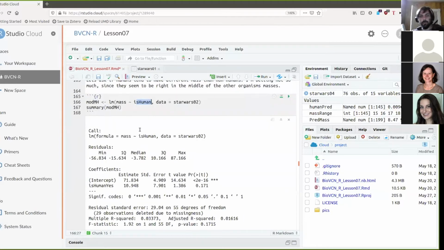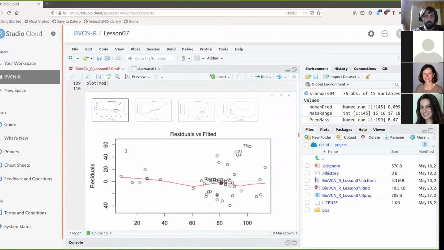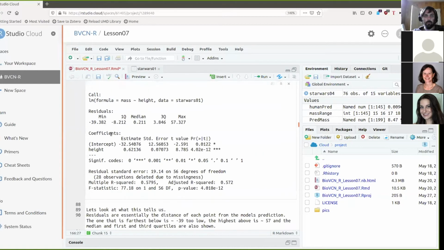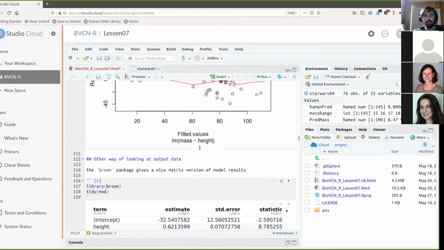Let's talk a little bit about what this output means. As you recall, if we go back, we did mass versus height, and we have a very similar kind of term. So we have our intercept. This is essentially saying that if people had a height of 0, this is what we'd expect their mass to be, which isn't super useful, and this is their height. So if we had an equation that was y equals mx plus b, we'd say mass is negative 32.5 plus 0.62 times the height.